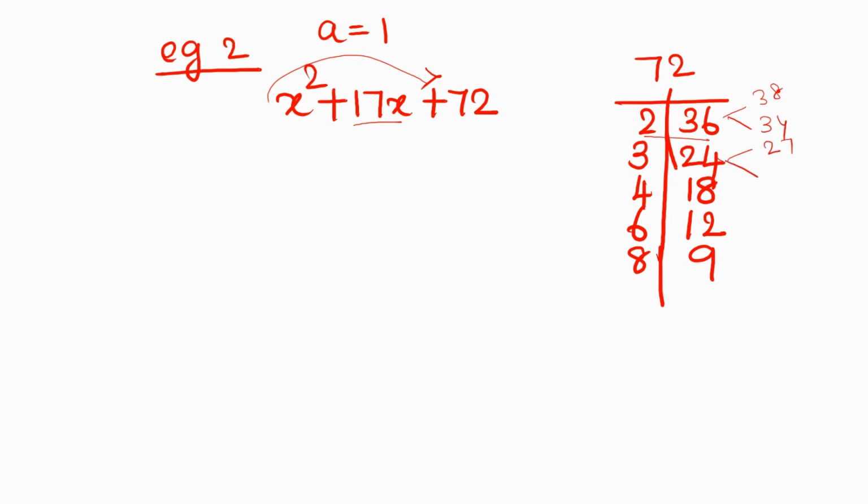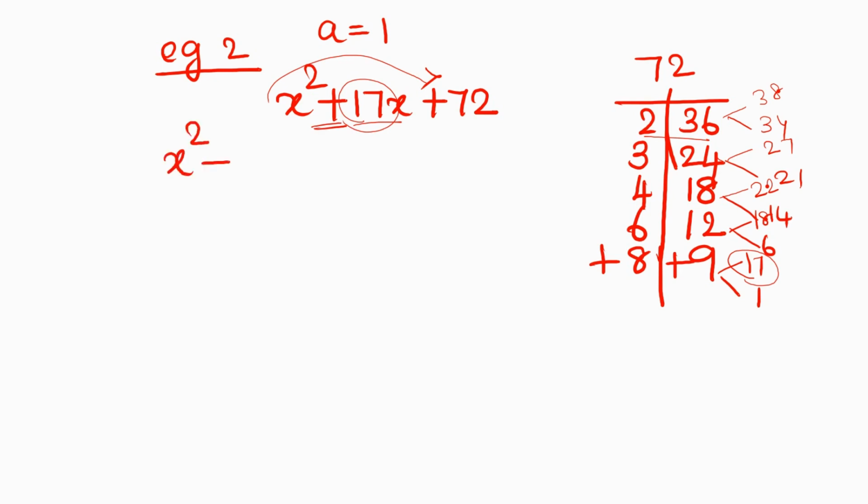24 plus 3 is 27, 24 minus 3 is 21, 18 plus 4 is 22, 18 minus 4 is 14, 12 plus 6 is 18, 12 minus 6 is 6, 9 plus 8 is 17, 9 minus 8 is 1. So if I check the middle term, I have 17. 17 is coming in the combination 8 and 9. So it is plus 8 and plus 9, since I have positive sign in both the C term and in the B term.